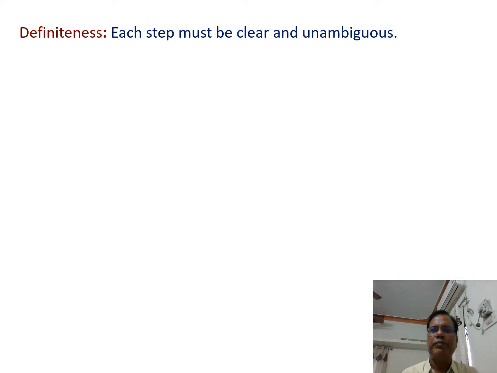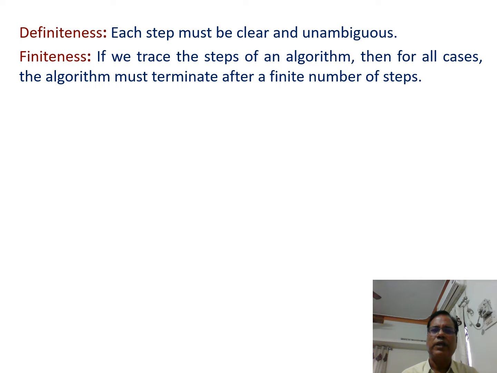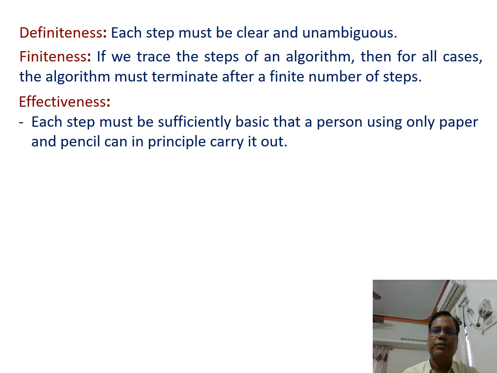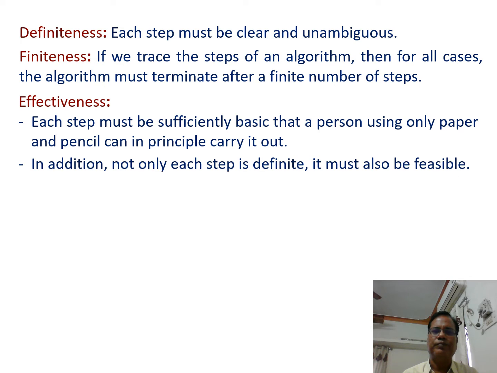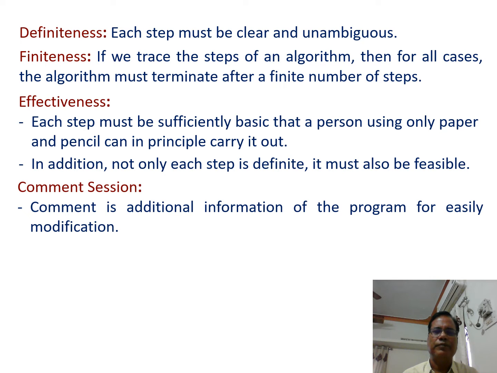Definiteness: each step must be clear and unambiguous. Finiteness: if we trace the steps of an algorithm, then for all cases the algorithm must terminate after a finite number of steps. Effectiveness: each step must be sufficiently basic that a person using only paper and pencil can in principle carry it out. In addition, not only must each step be definite, it must also be feasible.